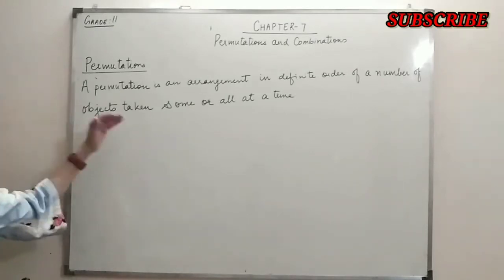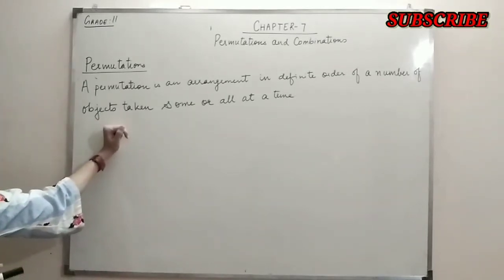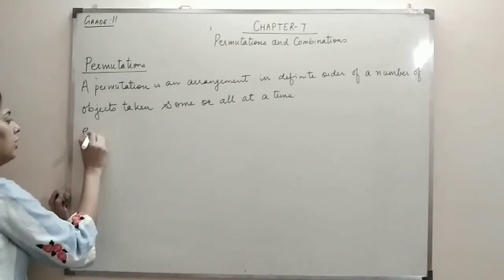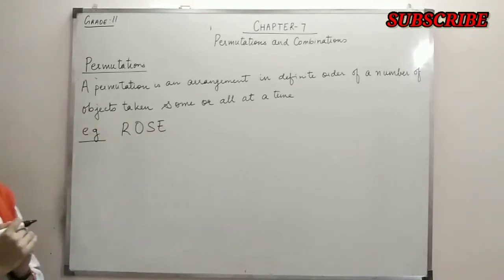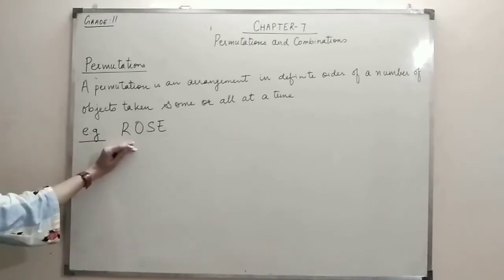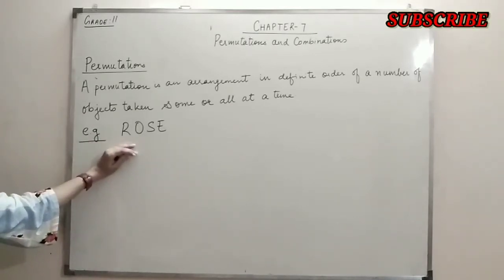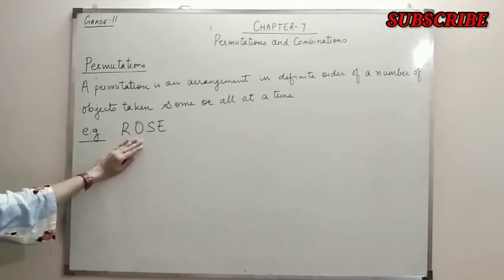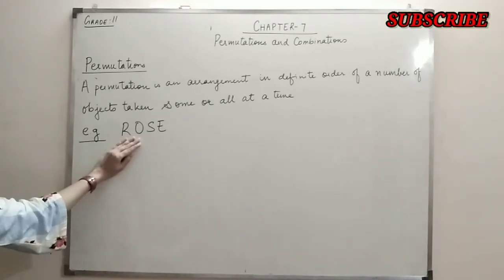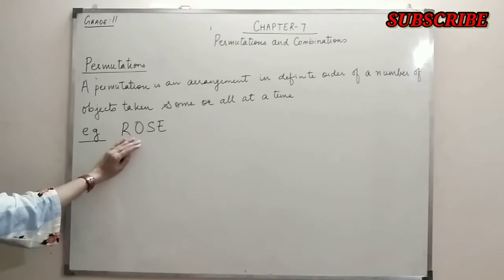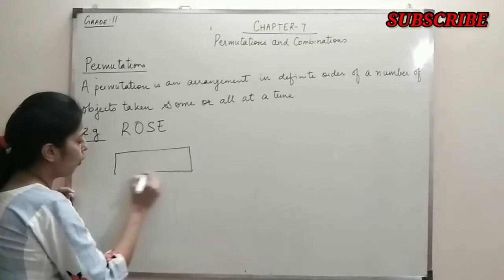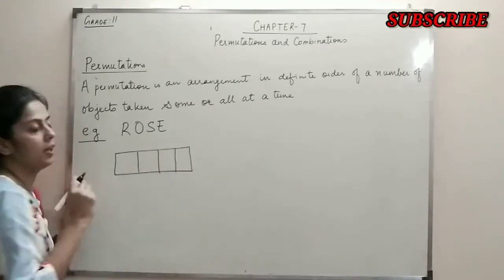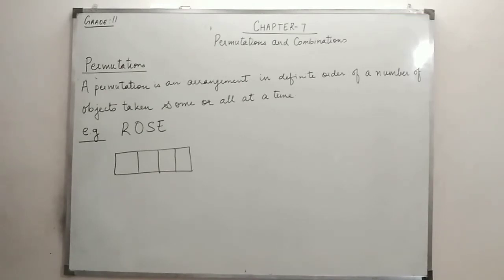We describe this definition with the help of an example. Suppose I am taking the word rose, and I am saying find the 4-letter words, with or without meaning, by using all the letters of this word rose. Here the repetition is not allowed. Then we have to frame the 4-letter words, with or without meaning, where the repetition is not allowed.